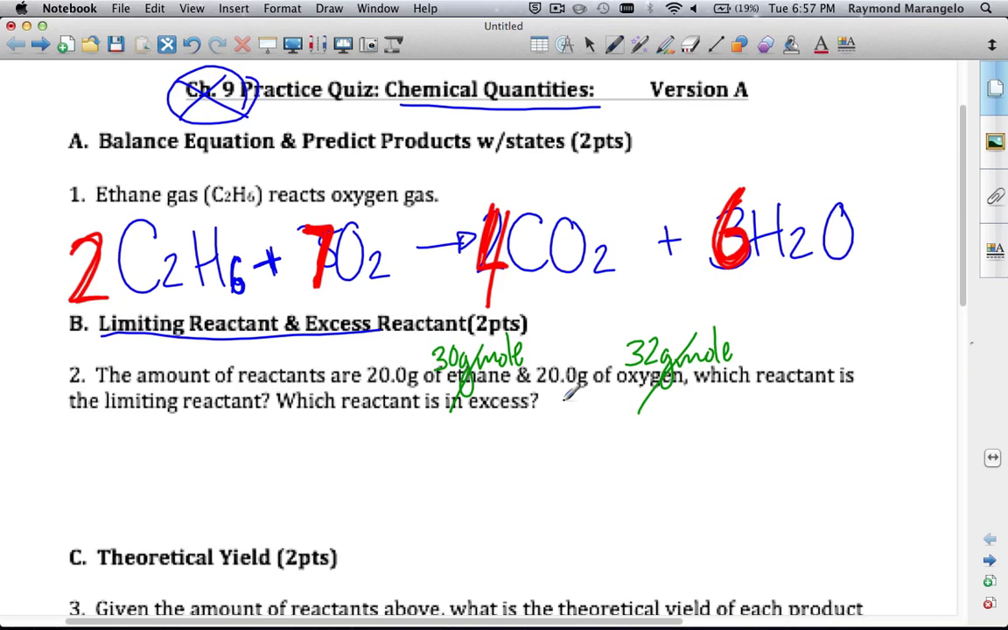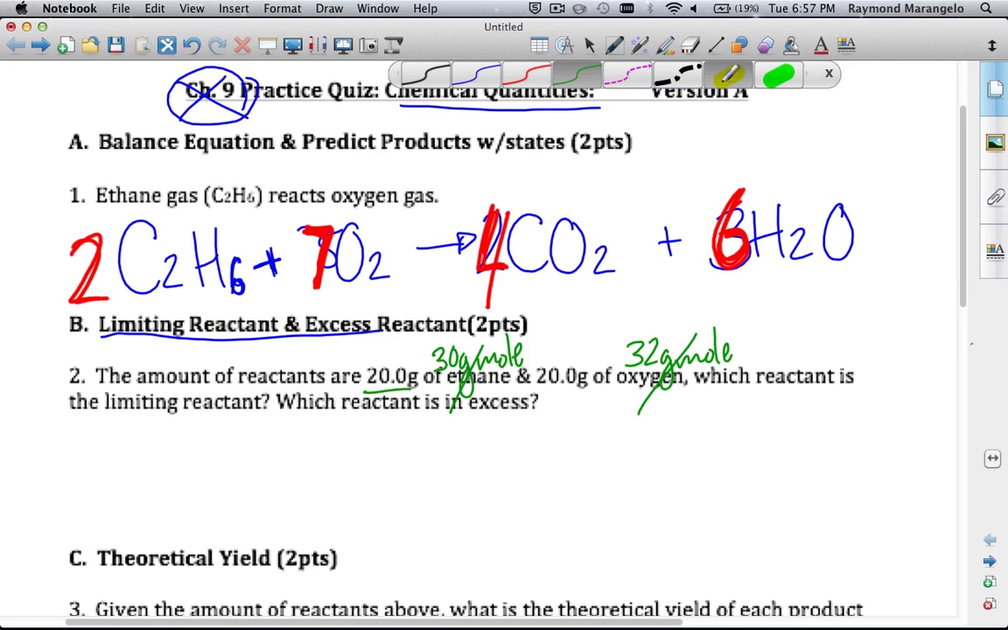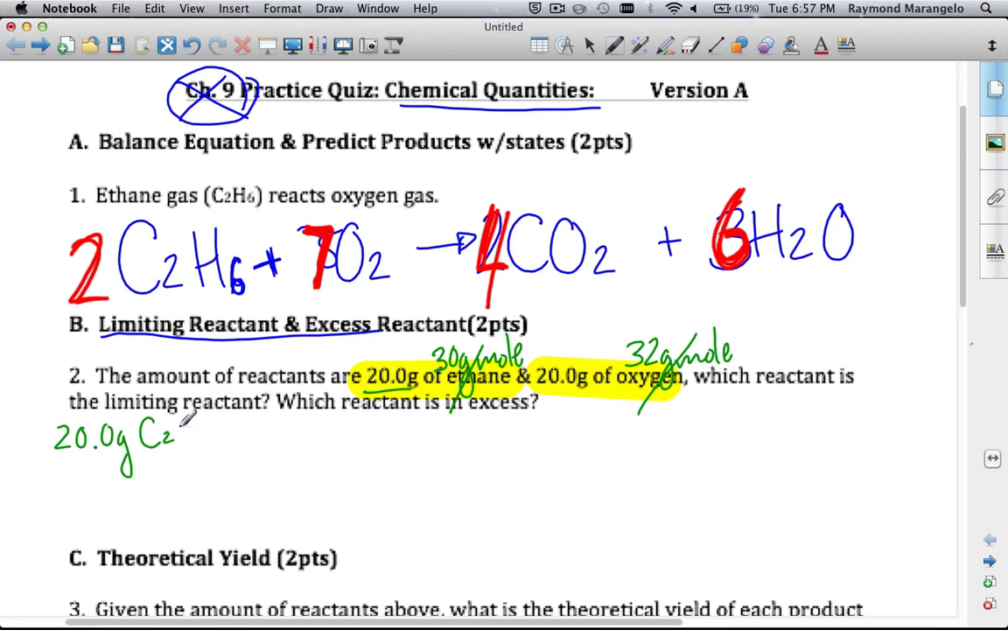Alright, so what are we going to do? We are going to start with our given. And what were we given? I was given 20 grams of ethane and I was given 20 grams of oxygen. And that's what I'm going to start with. So here's my 20.0 grams of C2H6. I'm going to convert this into moles because I can go from grams to moles. Moles is my middleman. So 1 mole of C2H6, and that is going to be over a certain amount of grams, and I already told you it weighs 2 times 12 plus 6, 30 grams per mole.